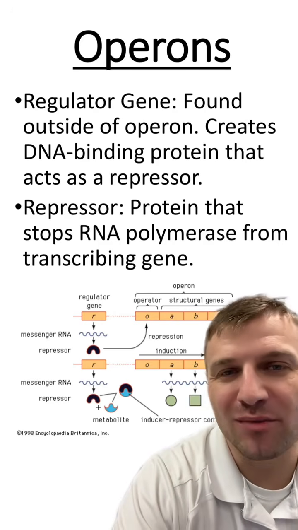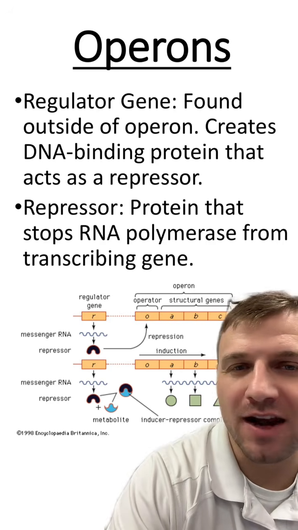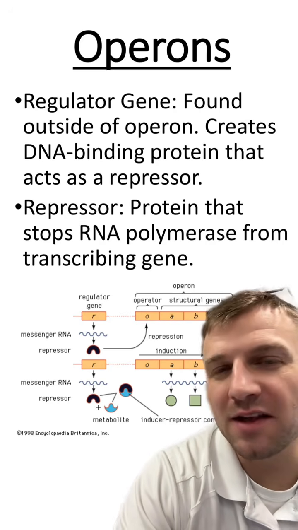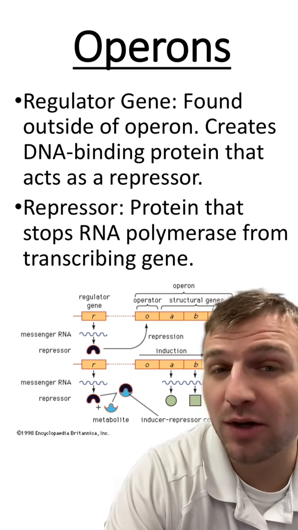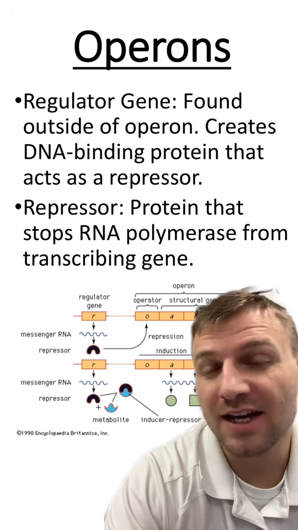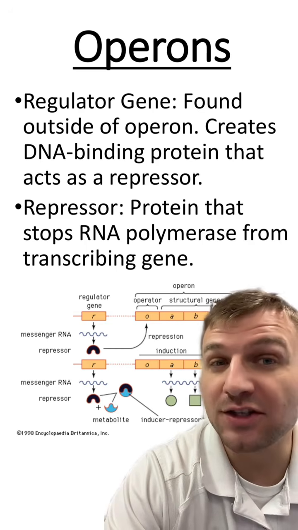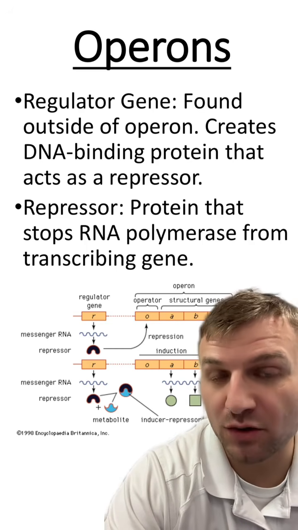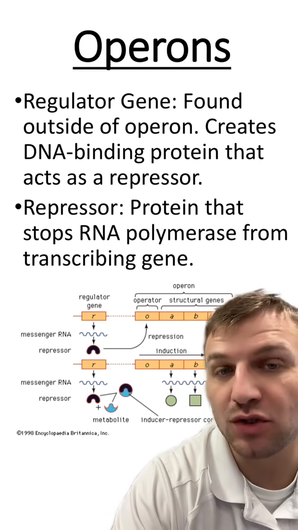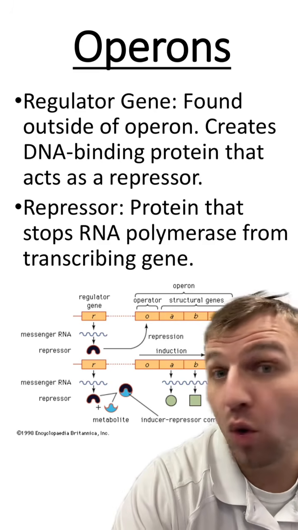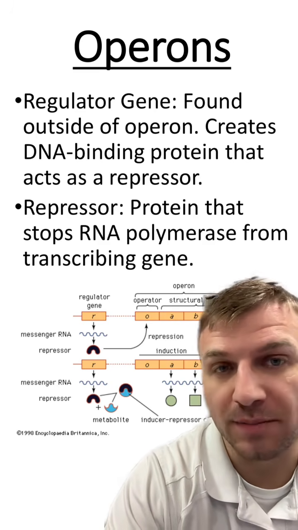Next, we have our regulator gene and our repressor. Our regulator gene is typically found outside of the operon. Our regulator gene is going to make something called a repressor. A repressor is a protein that's going to bind to DNA. Specifically, the repressor is going to bind to a location known as the operator and stop RNA polymerase from transcribing. So the whole function of the regulator gene and the repressor is to stop transcription from occurring, or to stop gene expression. Because if we stop transcription, we're also stopping translation.